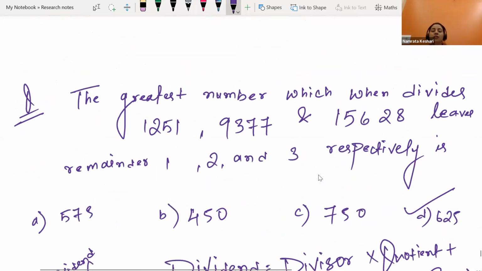Similarly, we think about the numbers 9377 and the last number. First we just subtract the remainder, and then we think about finding a number which can completely divide what we get after subtracting, for example subtracting 2 from 9377. Now if I tell you the question again, find a number which can completely divide 1250, the next number and the next number, of course we have to find the HCF, right, Gungun? Yes, ma'am. That's why we are finding the HCF.